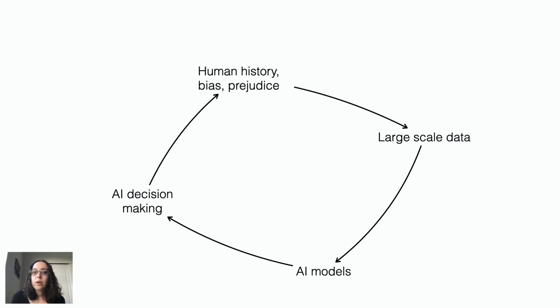In reality, we're constantly working within this cycle where human history, bias, prejudice, and stereotypes are making their way into large scale data, which is then used to train state of the art AI models, which are then increasingly being used in making decisions, and they become part of our history.